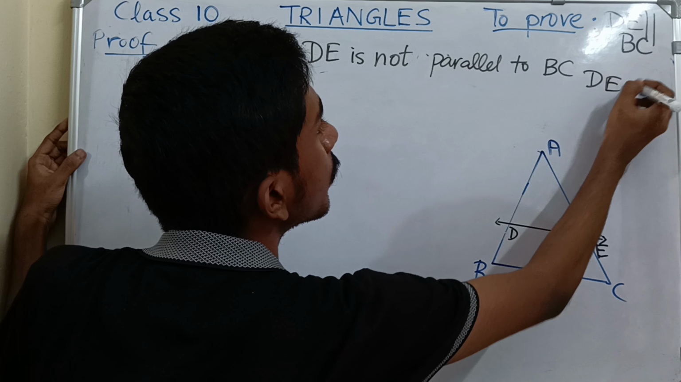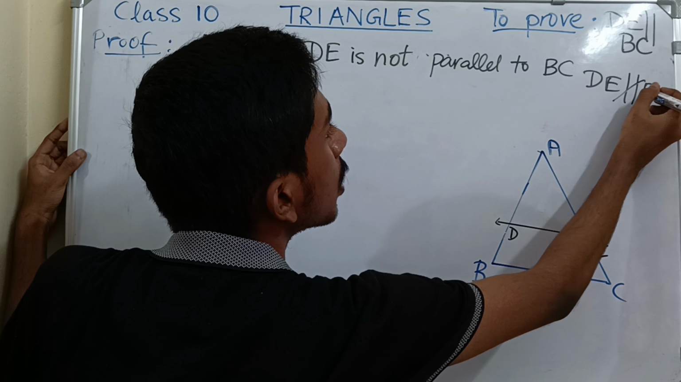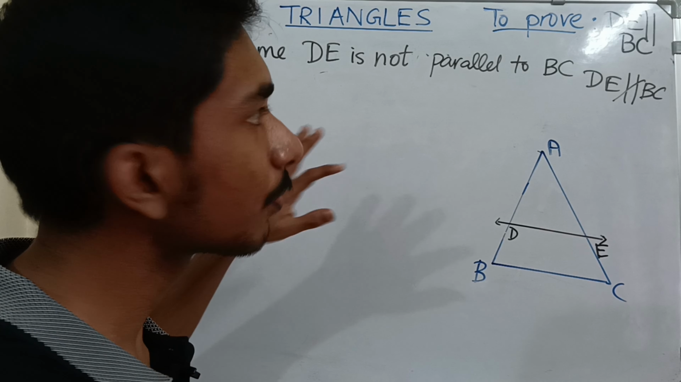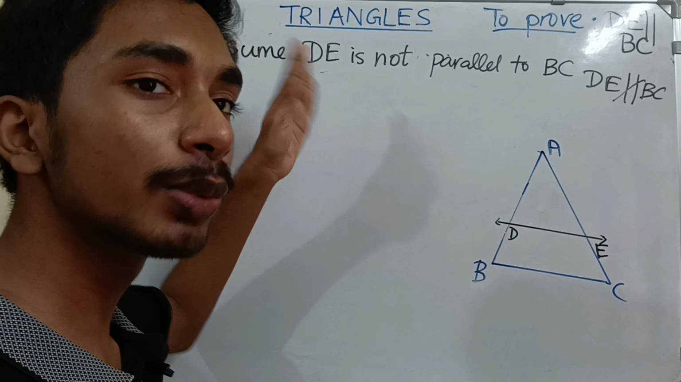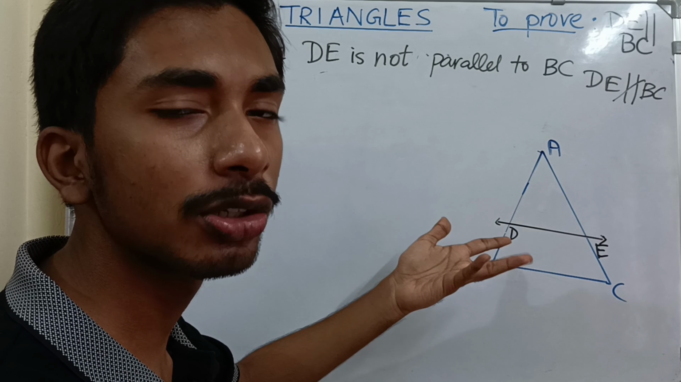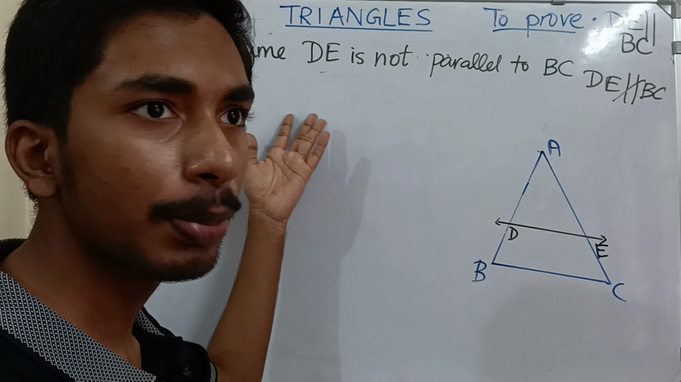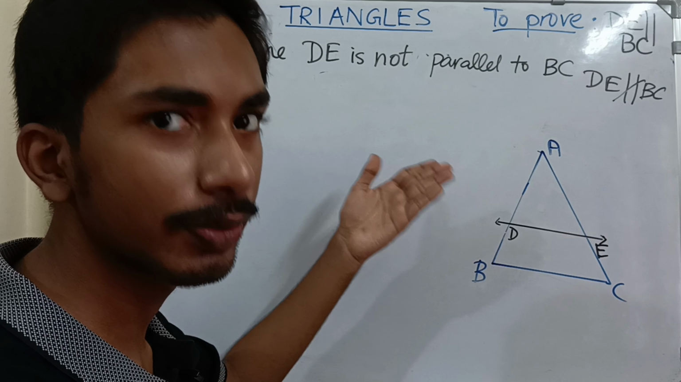not parallel to BC. So we are assuming DE is not parallel to BC. The thing we have to prove is DE parallel to BC, but we are assuming that DE is not parallel to BC. What will happen after so many arguments, we will see now.